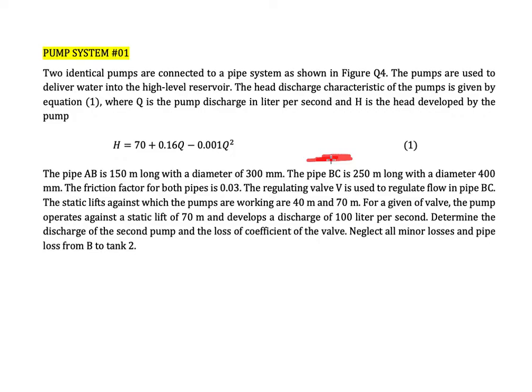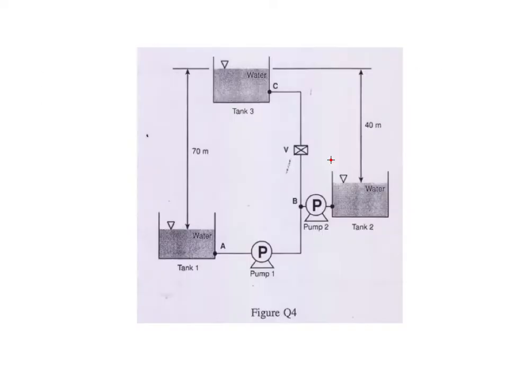For a given setting of the valve, the pump operates against a static lift of 70 meters and develops a discharge of 100 liters per second. Determine the discharge of the second pump and the loss coefficient of the valve. Neglect all minor losses and pipe loss from B to tank 2. So this is the question, and the illustration of this question is shown like this.